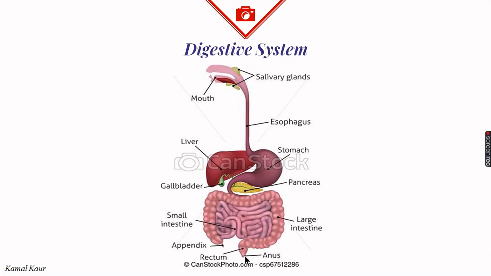Now we will see about the digestive glands. First gland is salivary glands, which pour their secretion into the buccal cavity. Second is the liver, which is located above the stomach in the abdomen. Third is pancreas, which is located below the stomach in the abdomen region. And both liver and pancreas, they pour their secretions here, which is the first part of the small intestine, and it is called as duodenum.